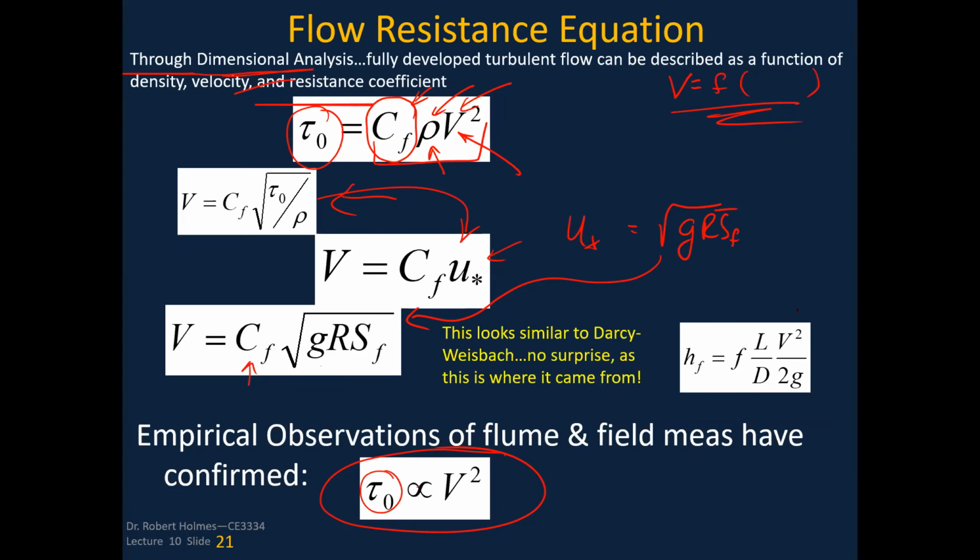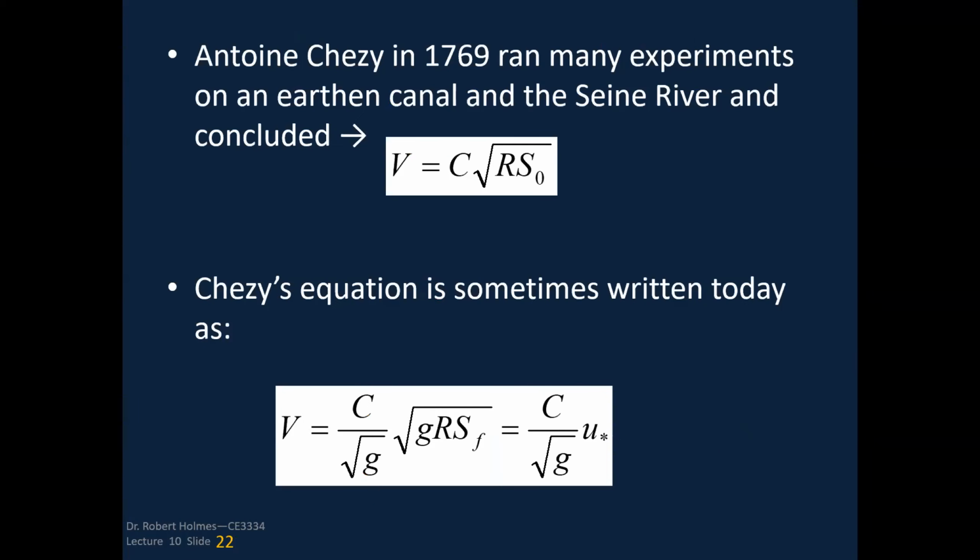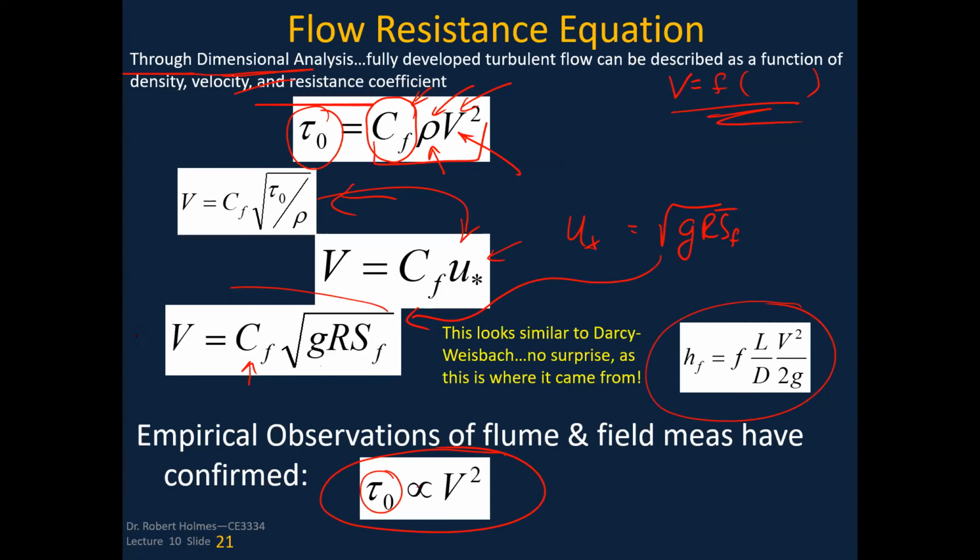That looks very similar to what you've seen in the Darcy-Weisbach relationship when you've dealt with that for pipe flow. Now, Antoine Chezy, when he was making measurements in 1769, ran a bunch of experiments on the Seine River and concluded that the velocity is equal to this value C. We're going to call this the Chezy equation. And so it's a value of C times the hydraulic radius times the bed slope. It looks very similar to what you see right here, right?